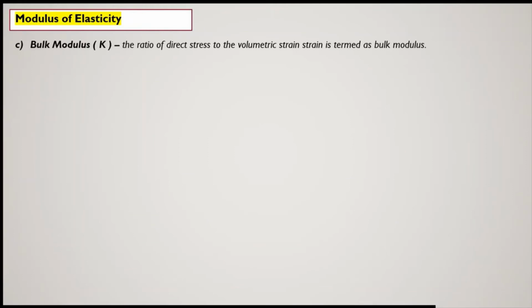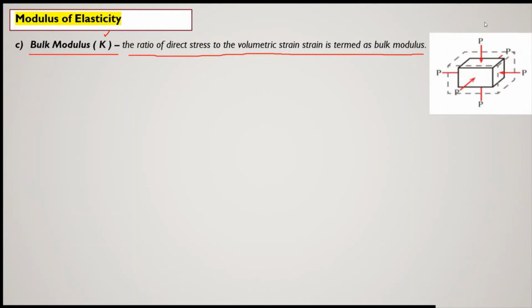Now the third one is bulk modulus, for which the symbol K is used. Bulk modulus is the ratio of direct stress to the volumetric strain. Now let us understand what volumetric strain is. If you see here in the figure, you will have a body, and that body is subjected to some pressure or force from all sides. If these forces are compressive in nature, then that block can get some compression.